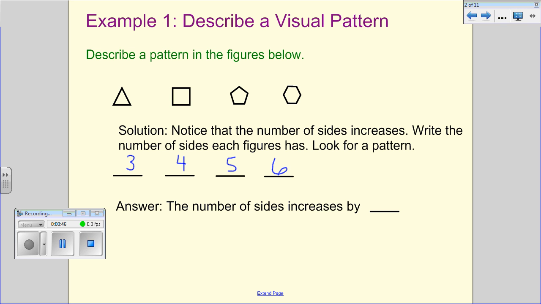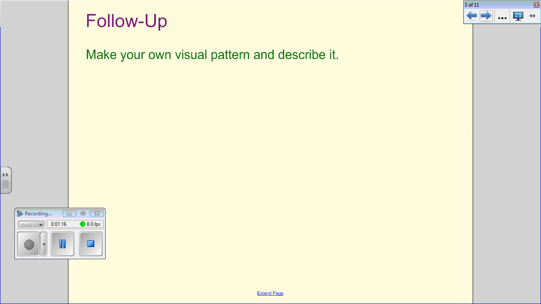So the pattern that we see, and this is where we're looking at what our statements need to be, we're asking for a written explanation. So we're going to answer the question with: the number of sides increases by 1. When we're asking you to describe a pattern, you're using your words. Your answer should be a statement, not just "increases by 1," but specifically, the number of sides increases by 1.